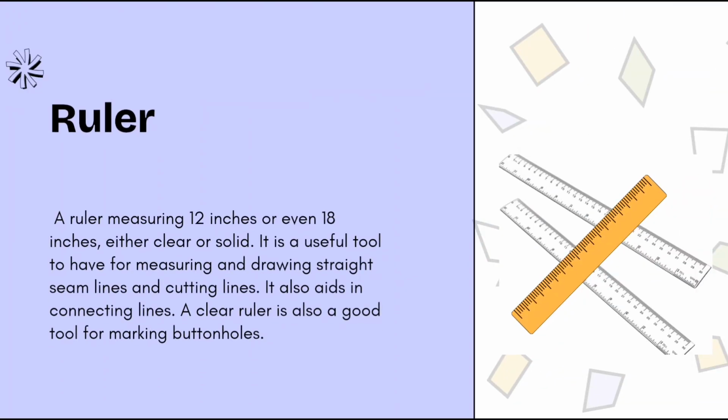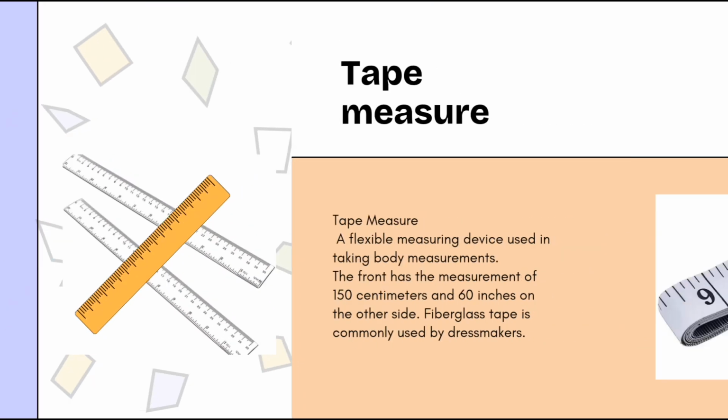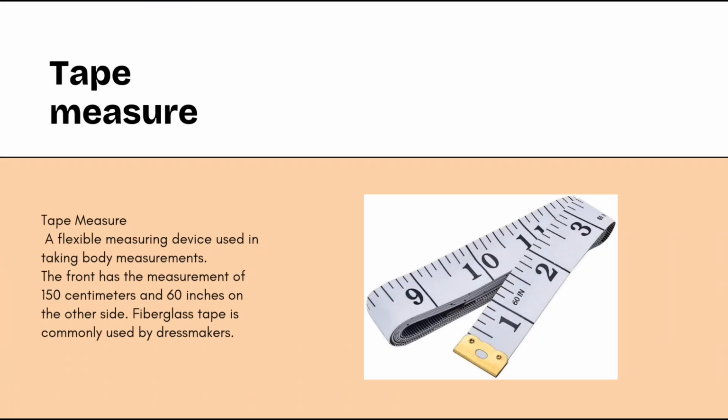So, an example of a measuring tool is a ruler. A ruler is a measuring tool of 12 inches or even 18 inches, either clear or solid. It is a useful tool to have for measuring and drawing straight seam lines and cutting lines. It also aids in connecting lines. A clear ruler is also a good tool for marking buttonholes. So, a ruler is a straight measuring tool with markings, and it is used in various other fields for measuring lengths, widths, and angles. Another example of a measuring tool is a tape measure.